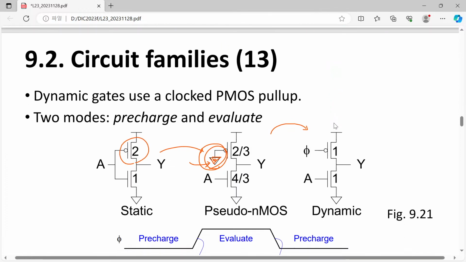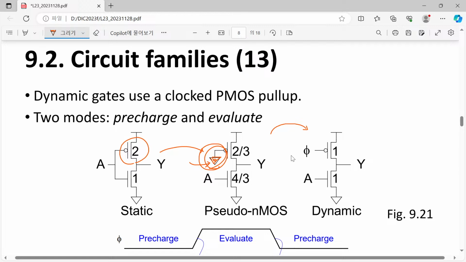So simply speaking, we have one phase. Using this clock signal, first prepare our Y value to 1. First charge it. After that, this clock signal becomes VDD. Then now this PMOSFET is completely shut down. After that, only with this input signal A, A determines whether Y should be discharged or just kept as logical 1.